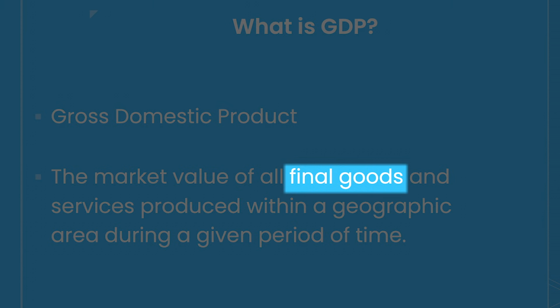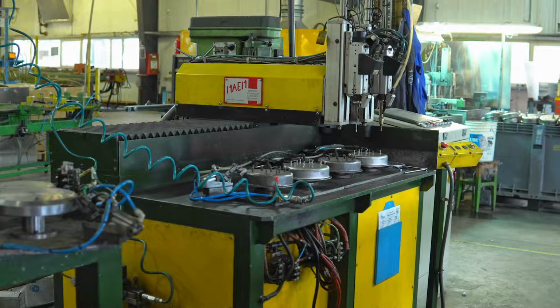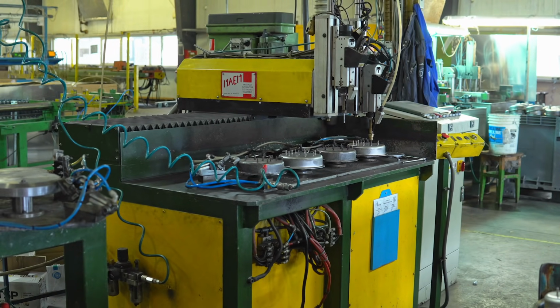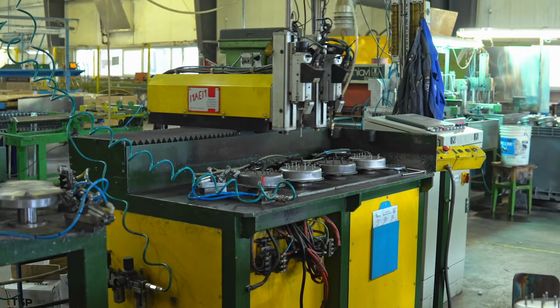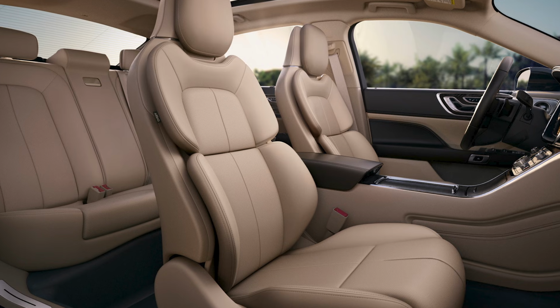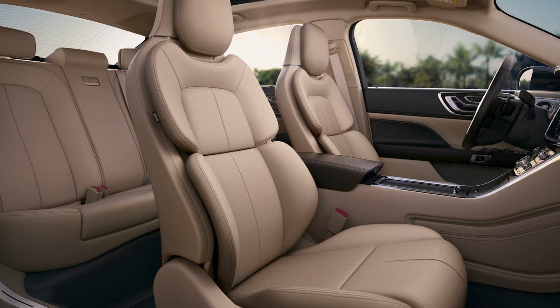GDP only measures the market value of final goods and services, not intermediate goods and services. Based on this statement, each good can be classified as a final good or an intermediate good, and they are defined as follows. A final good is a good or service that's being purchased by a final user. An intermediate good is a good or service that is used as an input into another good or service, for example, the seats in a car. They're not sold separately, but they are inputted into that final good that is a vehicle.